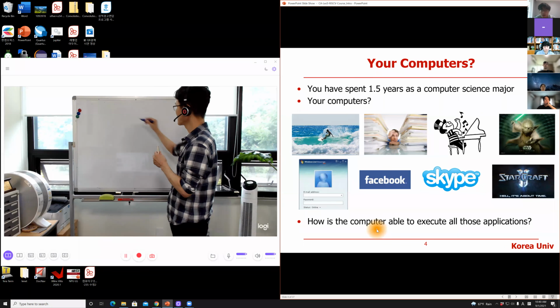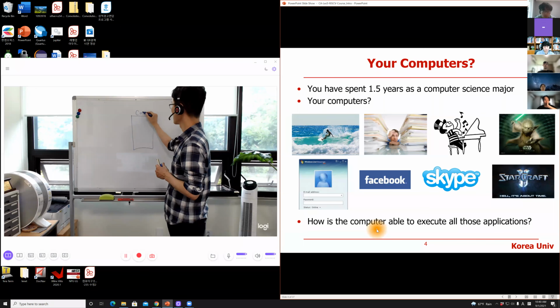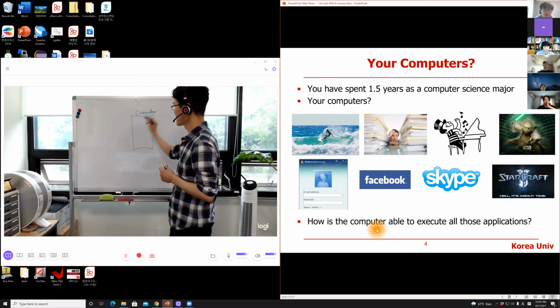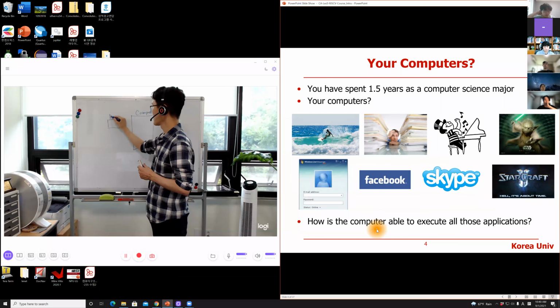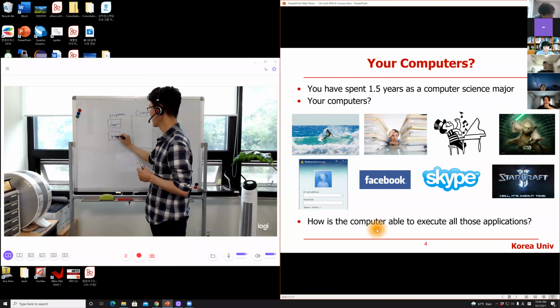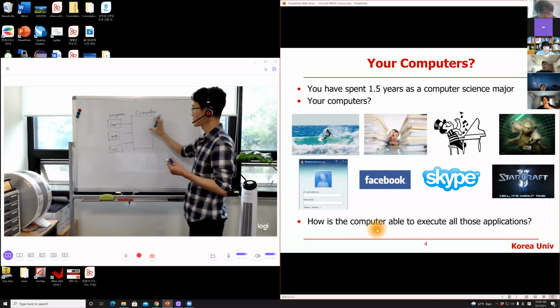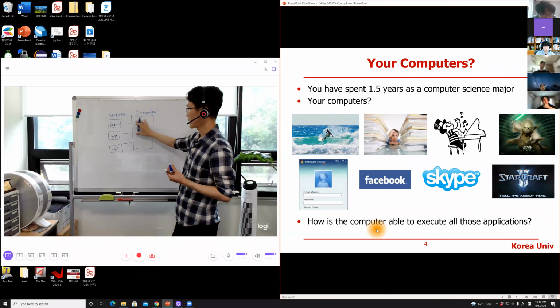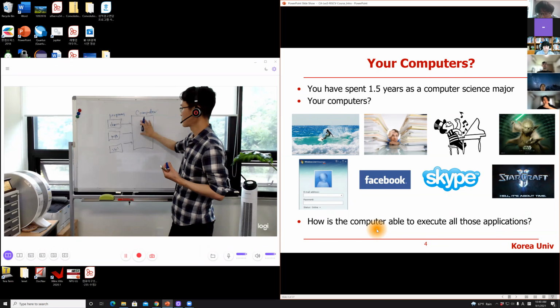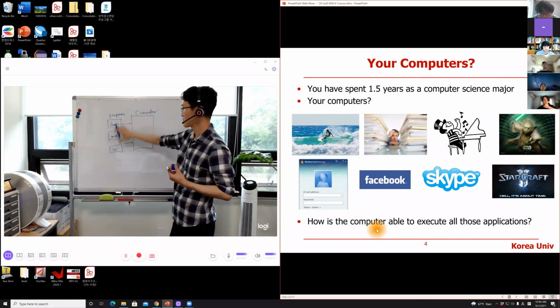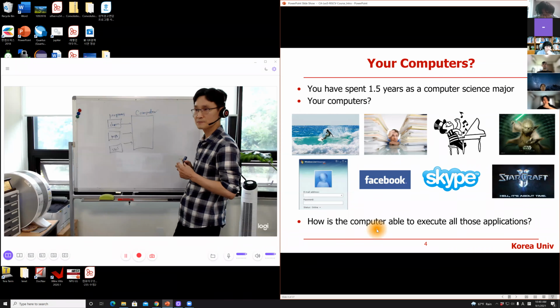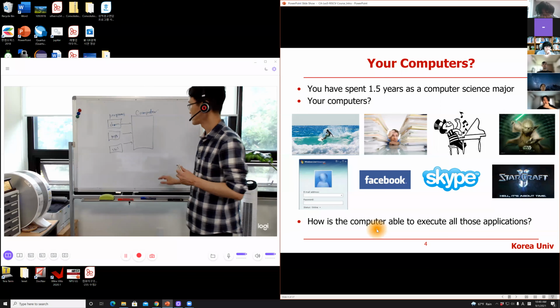One physical device, your computer, but depending on the programs you run, Google Chrome, an MP3 player, SNS, some gaming console, it has many different shapes. How is this computer able to execute these programs? How does this computer execute all these different kinds of programs? That is the question we are going to answer.